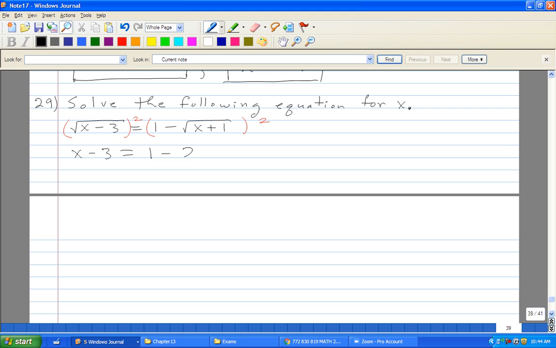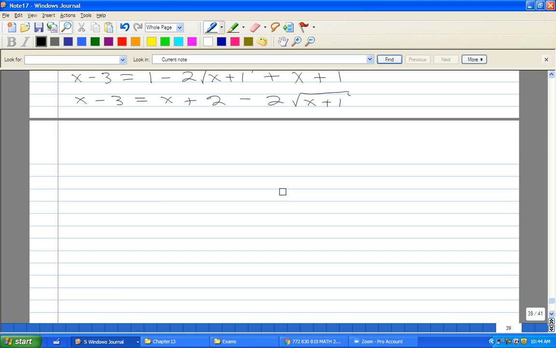I get this is equal to 1 minus 2 rad x plus 1 plus rad x, the square gets rid of the square root, so plus x plus 1. Combine like terms, so x minus 3 is equal to x, 1 plus 1 is 2, minus 2 rad x plus 1. Please note that it would be incorrect to cancel out the 2's because these are not like terms. Subtract x, subtract 2 from both sides of my equation.